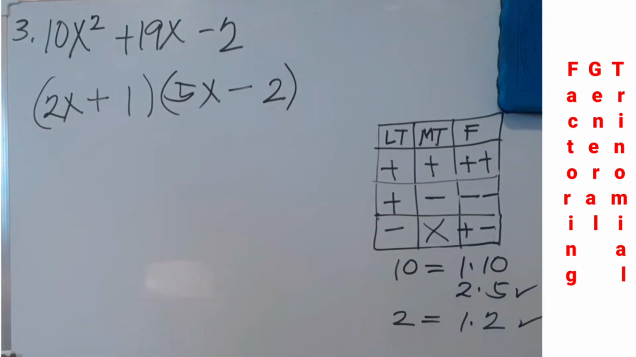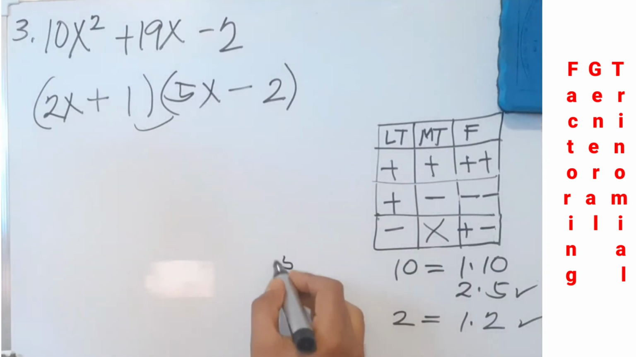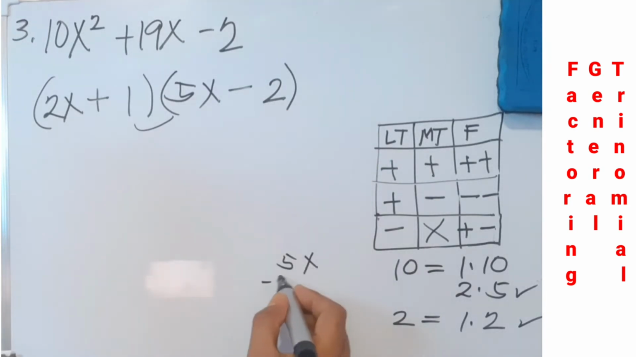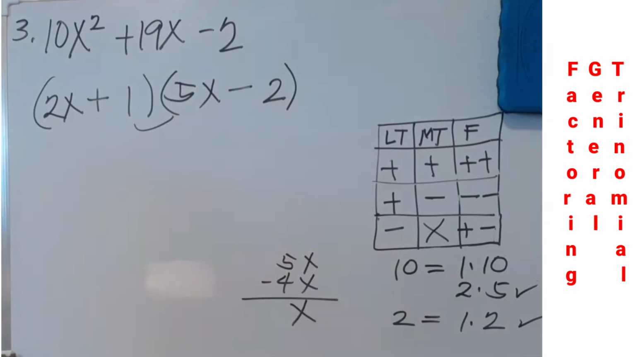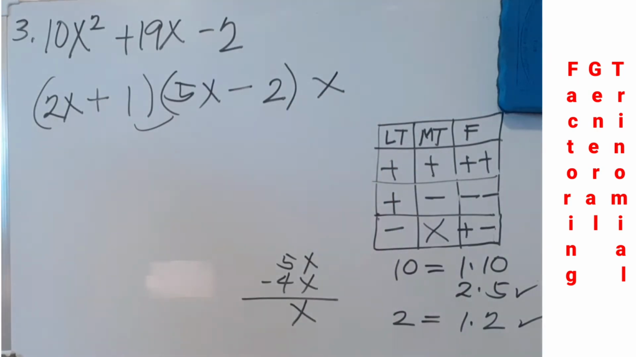Then let us check if they will become 19x. 1 times 5x is 5x. 2x times negative 2 is negative 4x. 5x minus 4x is x, which is not 19x. Meaning, this is not correct.